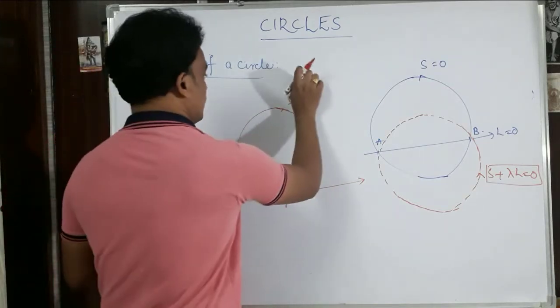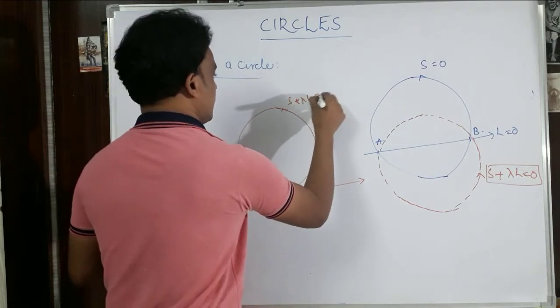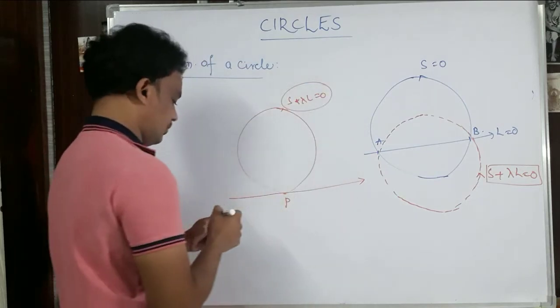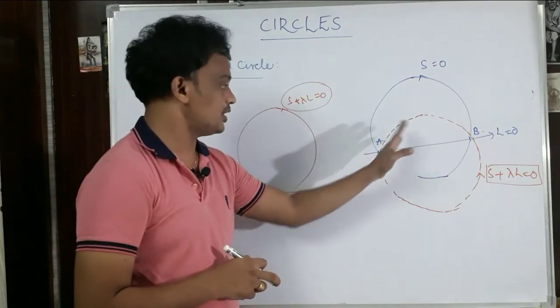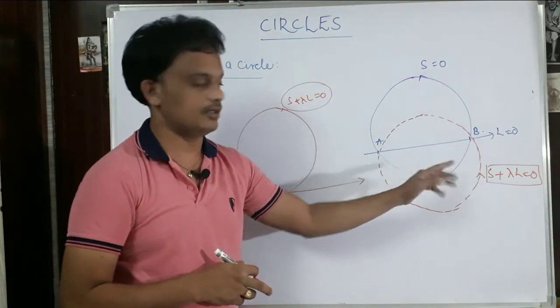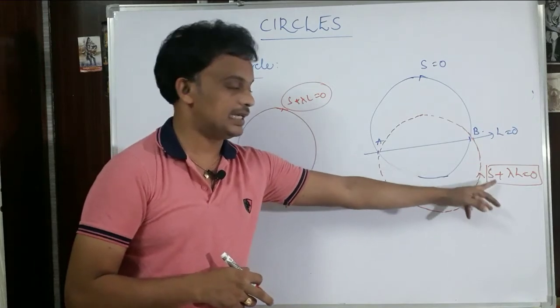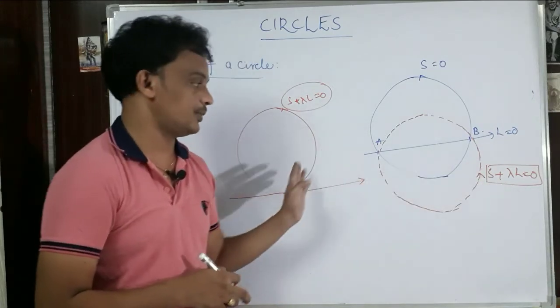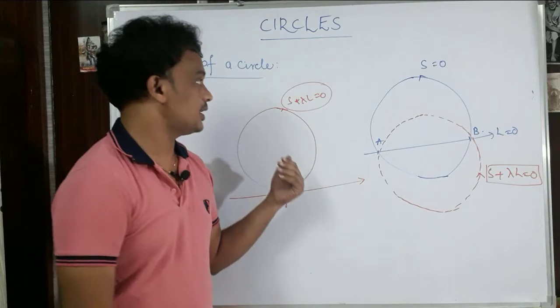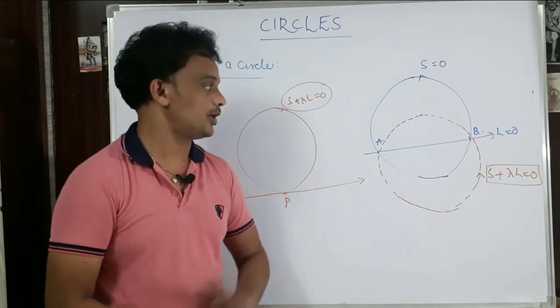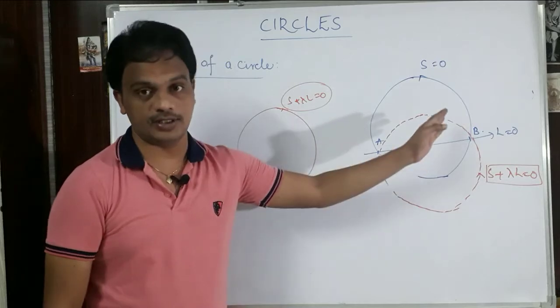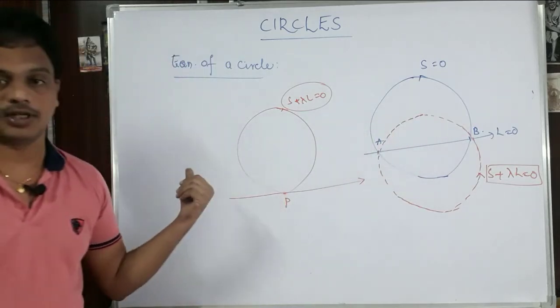It is also in the form of S plus lambda L equals 0, a very important model. The equation of a circle which intersects the circle at 2 points A and B must be in the form of S plus lambda L equals 0. Now, we can discuss some different cases. What is the equation of a circle which is passing through the given 3 points? Yes, let us see what the conditions are.